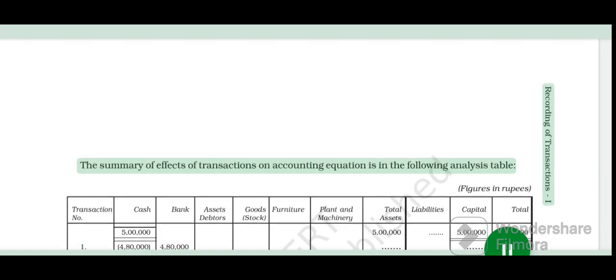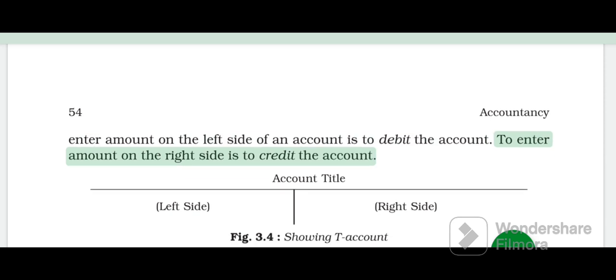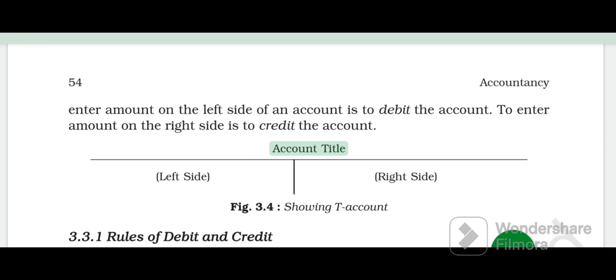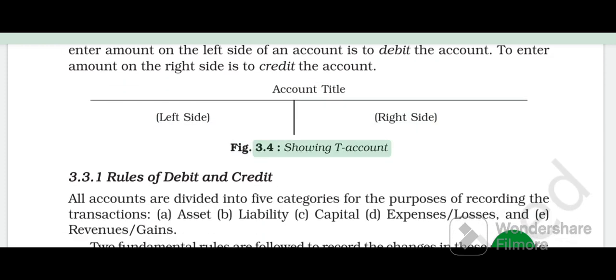Recording of transactions. The summary of effects of transactions on the accounting equation is given in the following analysis table. To enter an amount on the left side of an account is to debit the account. To enter an amount on the right side is to credit the account. Account title, left side, right side. Fig. 3.4, showing a T account.